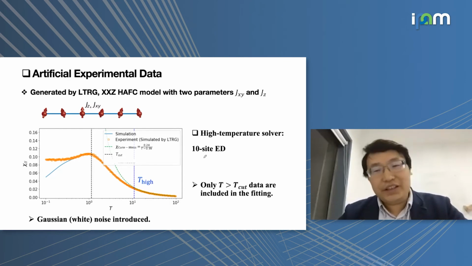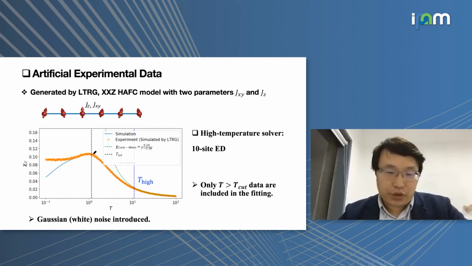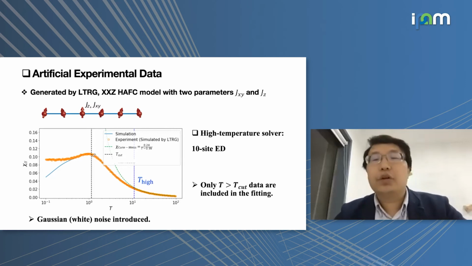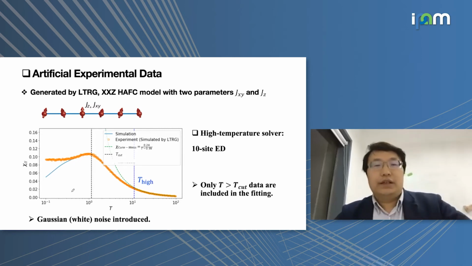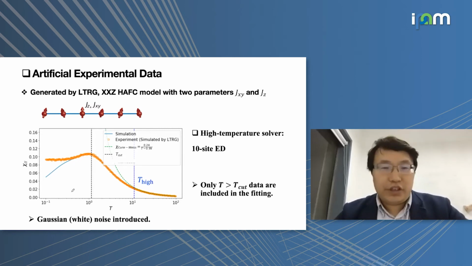With the ED solver, you cannot fit the thermodynamic curve in the whole temperature range. You can just cover a finite temperature window, because the ED solver suffers from finite size effect. Here we see that the blue curve, the ED data, deviates from the infinite chain data at low temperature.